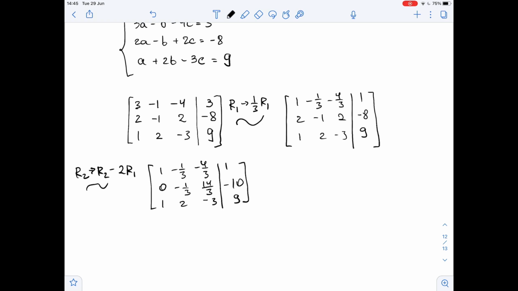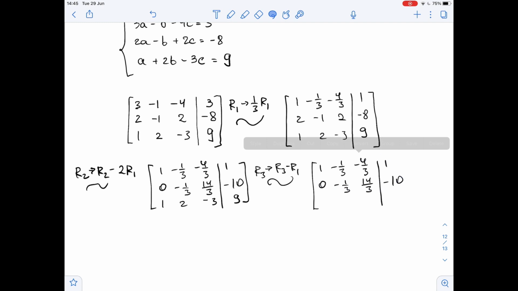In the next step, we subtract row 1 from row 3. So row 3 becomes row 3 minus row 1. And our matrix becomes, so the first two rows are the same. I will actually copy paste them here. And the third row is 0, 7/3, -5/3, 8.